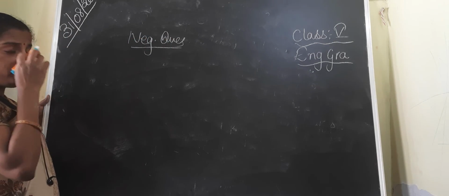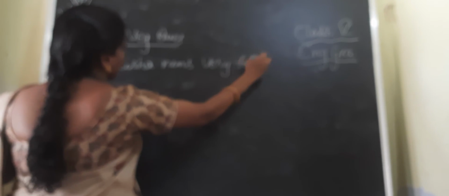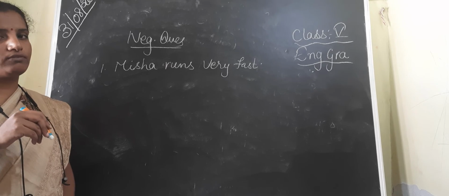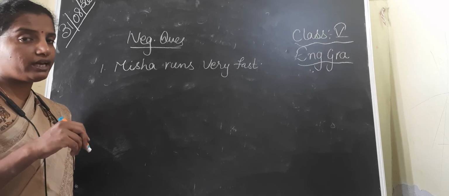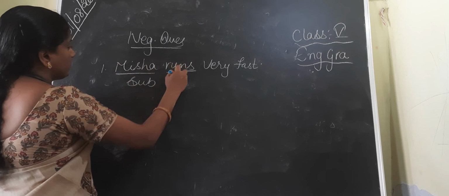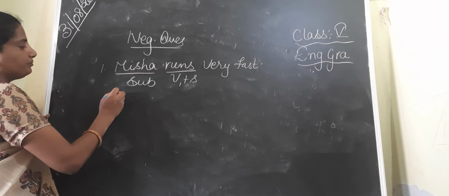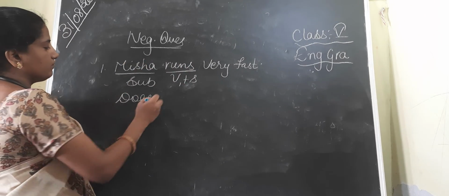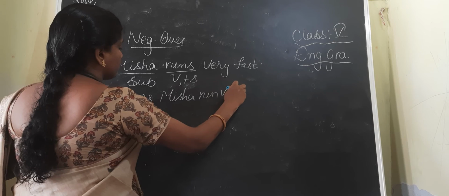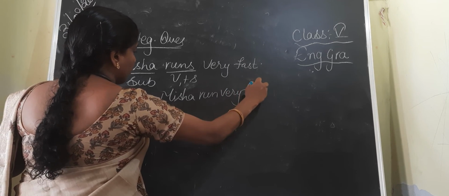Negative question form only. How? See. Misha, one statement I am taking, runs very fast. Suppose this is a statement given to you children. What I said to you, whenever you are writing the negative form or the question form, identify the subject and the verb. Here Misha is the subject, Nana. Runs, V1 with yes, runs. So does Misha run very fast? This is the positive question.